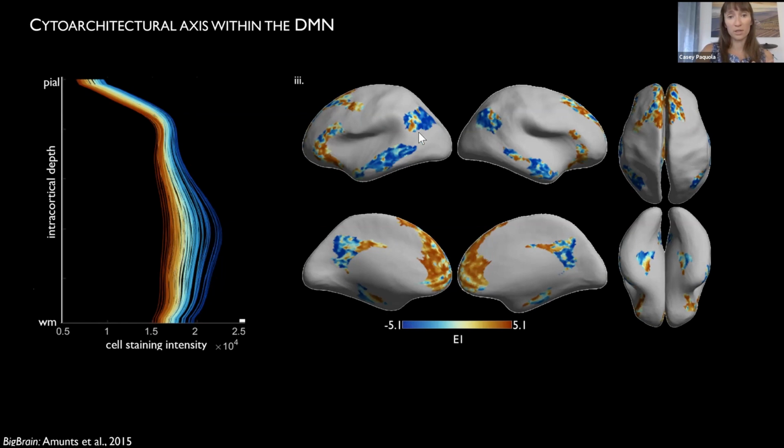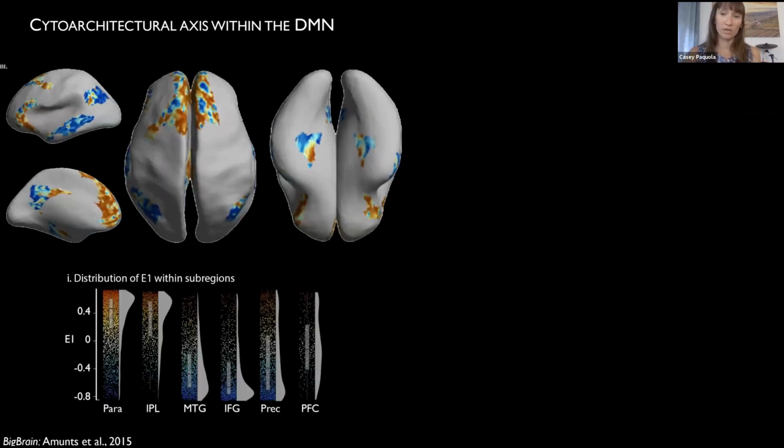So these blue areas you see all over the brain have a higher overall staining intensity and also this marked bump towards the middle as well. Whereas as you move to more positive values in the red colors over here, you see that the profile is more flat and there's less differentiation across different depths.